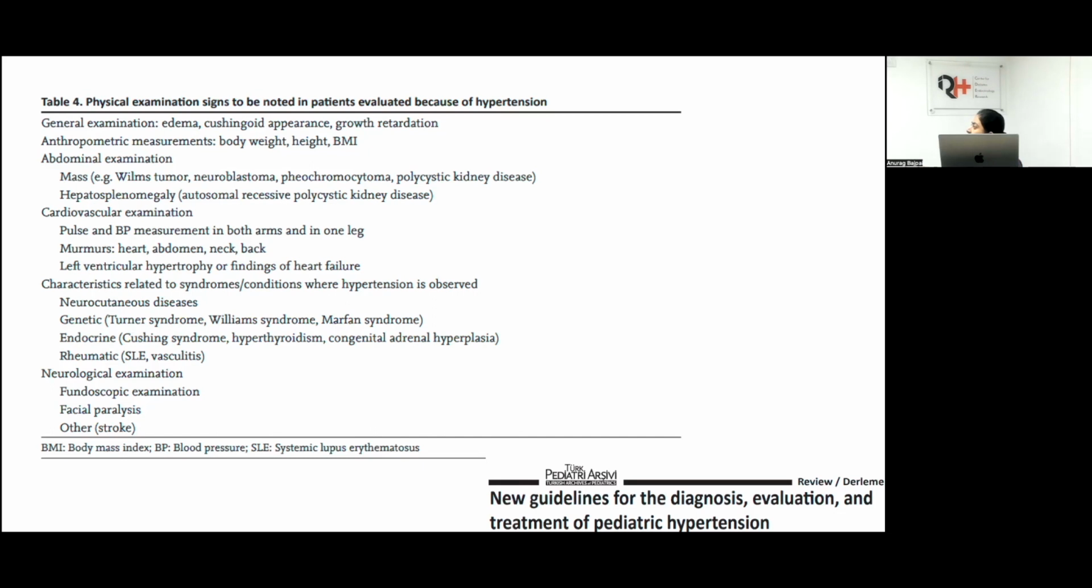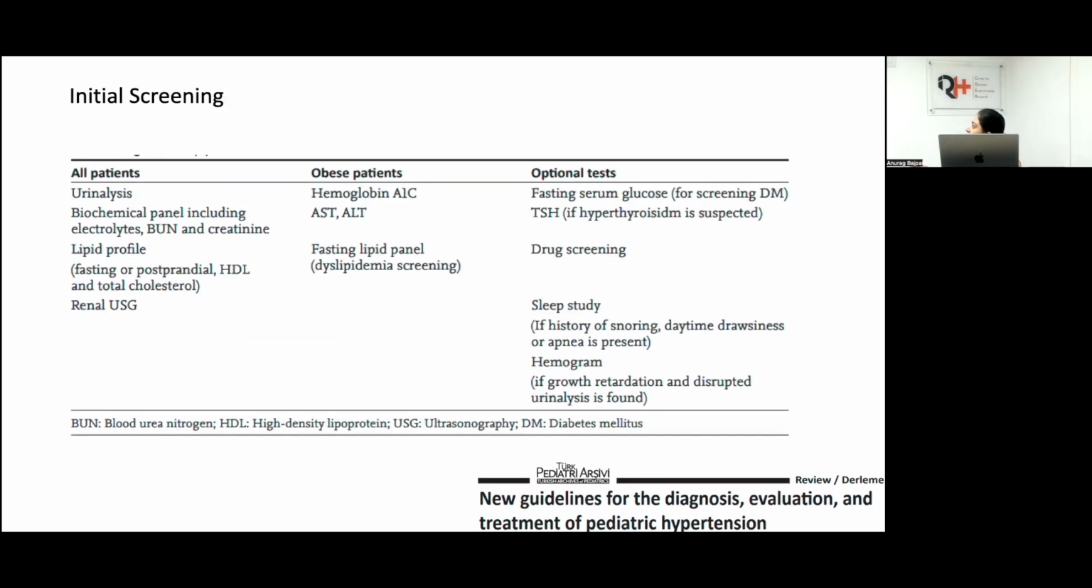Among other examination findings, neurocutaneous diseases like neurofibromatosis, and Turner and Williams syndromes, all may be associated with hypertension, and this is what one needs to look at. For complications, we know that hypertension is associated with papilledema or seventh nerve palsy. So all this may be available; we can visualize it on examination.